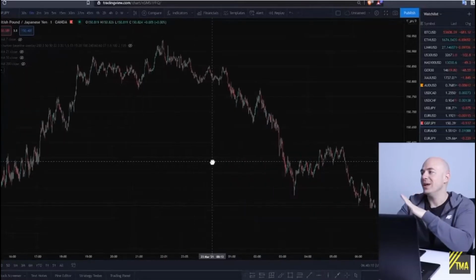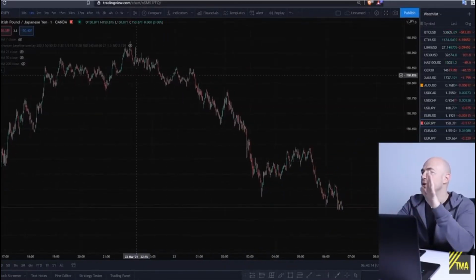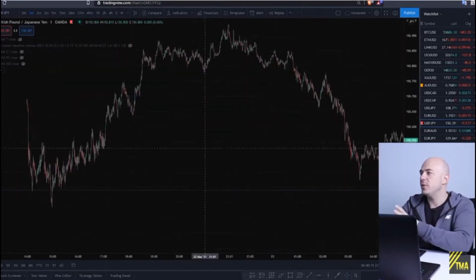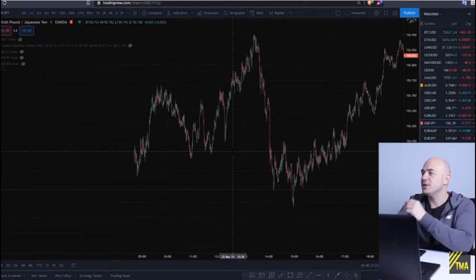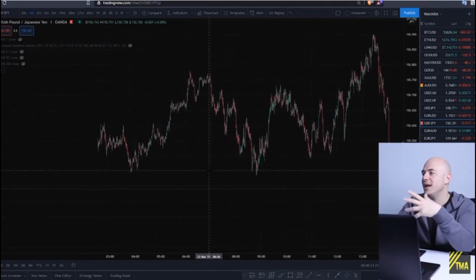Okay, without any further ado, let's jump into TradingView and take a look at how this works. So in any Forex market, this is GBP JPY right now. You see the ebb and flow of the market. You see spikes, you see retracements, you see all of the things. This is on a 1 minute time frame.